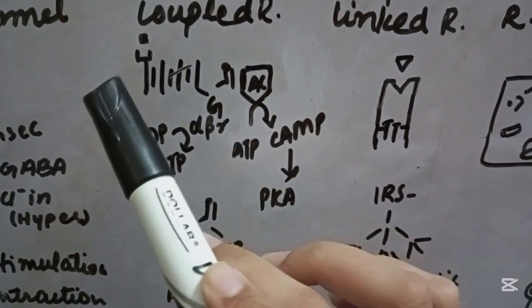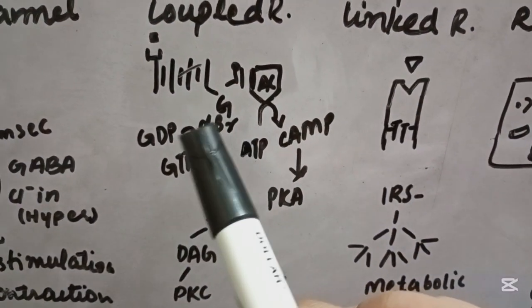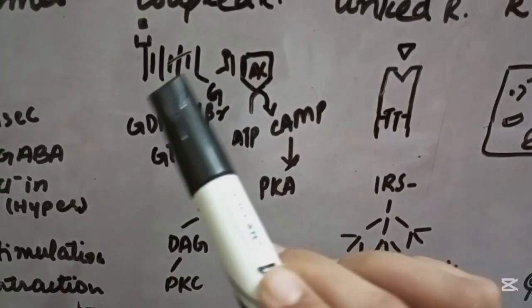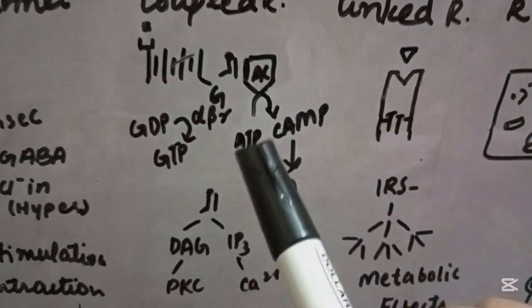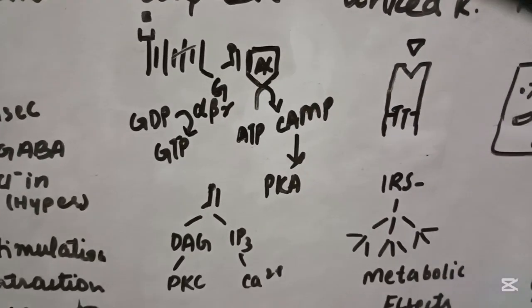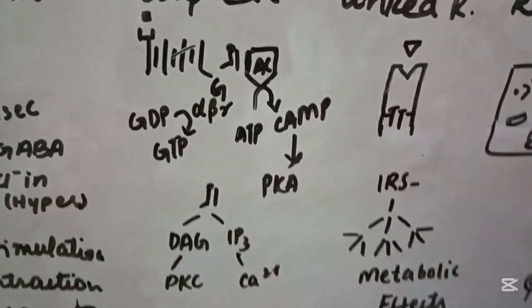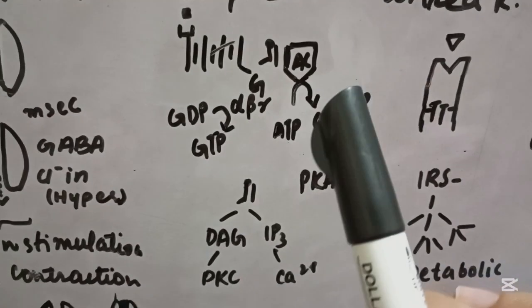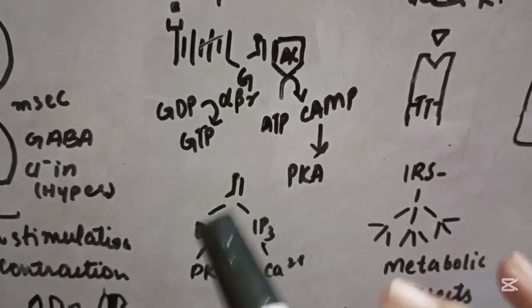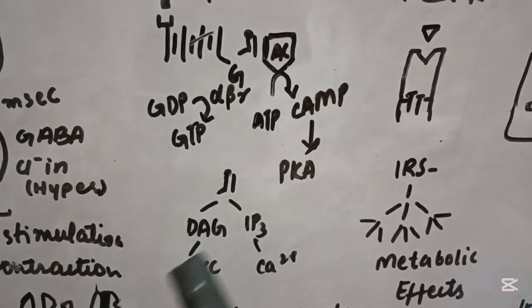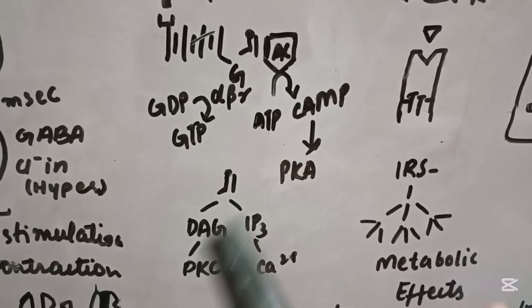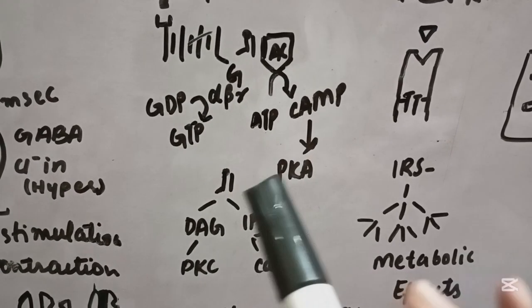On the binding of the drug with the extracellular domain, the alpha unit actually replaces the GDP with the GTP, and then it moves towards the adenyl cyclase, and this converts the ATP into cyclic AMP, and this cyclic AMP will cause the activation of PKA, and you all know what actually happens after this. And if this is Gq, then the phospholipid is broken down into DAG and IP3, and this DAG is going to cause the activation of PKC, and the release of calcium is caused by this IP3.